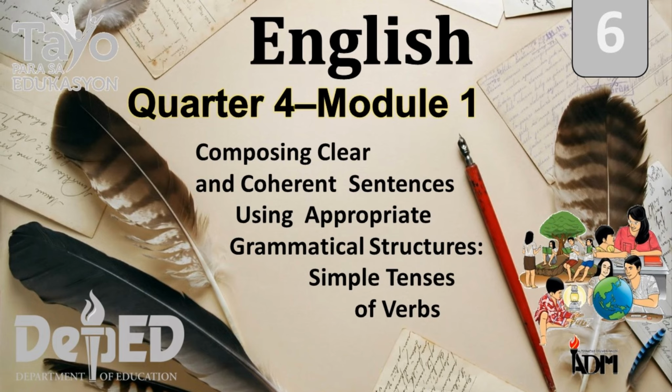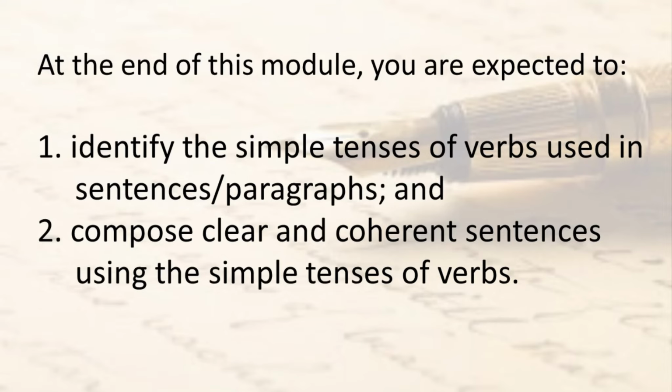English Grade 6, Quarter 4, Module 1. Composing clear and coherent sentences using appropriate grammatical structures, simple tenses of verbs. At the end of this module, you are expected to: 1. Identify the simple tenses of verbs used in sentences and paragraphs, and 2. Compose clear and coherent sentences using the simple tenses of verbs.